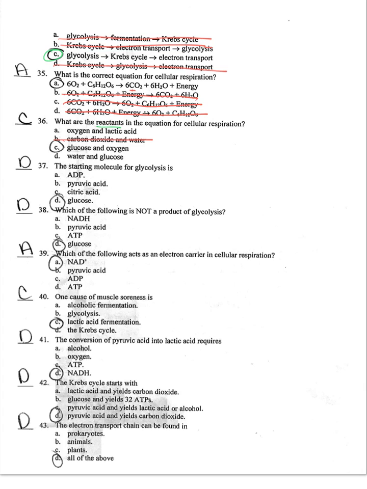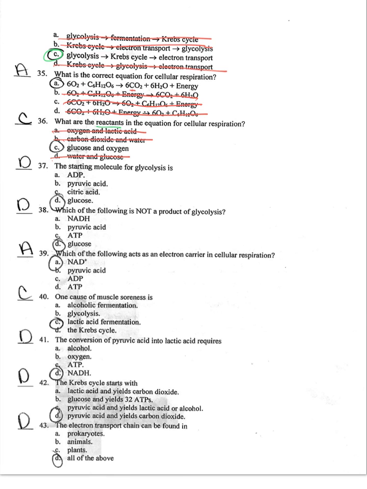Oxygen and lactic acid. They're looking to see if you understand the difference between fermentation and photosynthesis. That's what's happening there. And water and glucose. Water is produced, but not the glucose. Glucose is used, right? But they're asking for reactants, so glucose is a reactant, but water is produced, not a reactant. It's a reactant in photosynthesis. So that's it. C's the answer there.